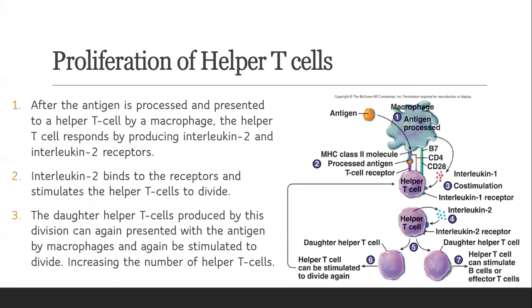Then we also have the proliferation of helper T cells. After the antigen is processed and presented to a helper T cell by a macrophage, the helper T cell responds by producing interleukin-2 and interleukin-2 receptors. This IL-2 binds to the receptors and stimulates the helper T cells to divide. The daughter helper T cells produced by this division can again be presented with antigen by macrophages and again be stimulated to divide, thus increasing the number of our helper T cells.